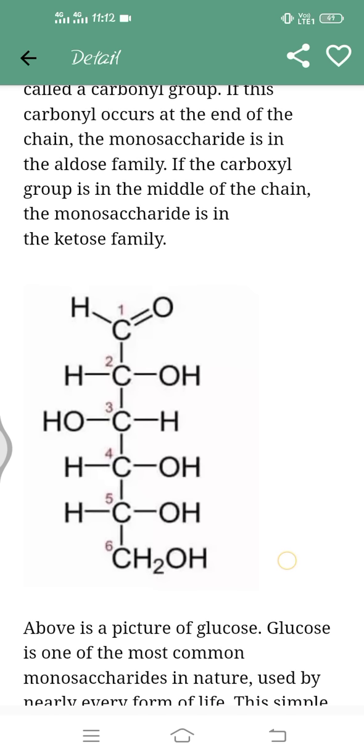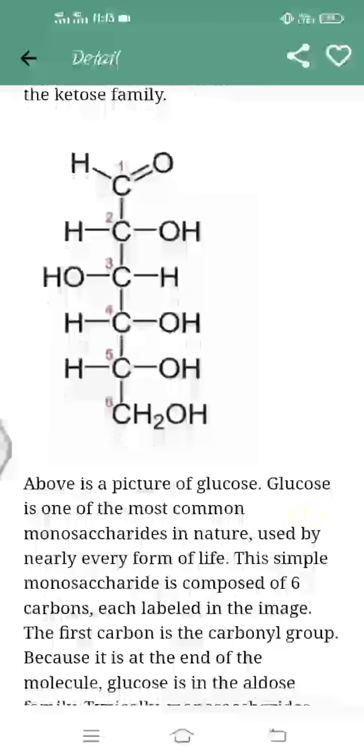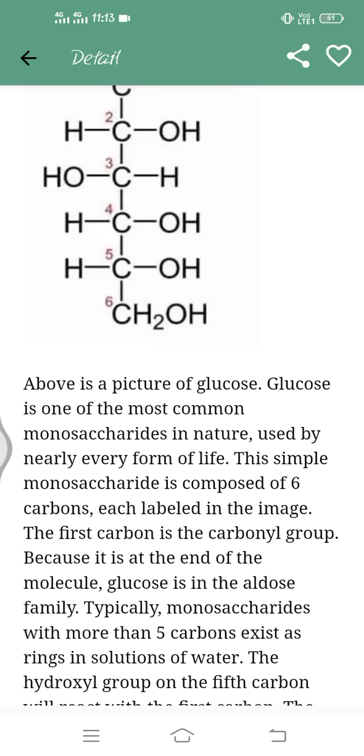If the carbonyl occurs at the end of the chain, the monosaccharide is in the aldose family. If the carbonyl group is in the middle of the chain, that monosaccharide is in the ketose family. So here is a formula structure of a monosaccharide. There are six carbons in the monosaccharide. The picture above shows glucose, one of the most common monosaccharides in nature, used by every form of life. This simple monosaccharide is composed of six carbons, each labeled in the image. The first carbon is a carbonyl carbon because glucose is in the aldose family.